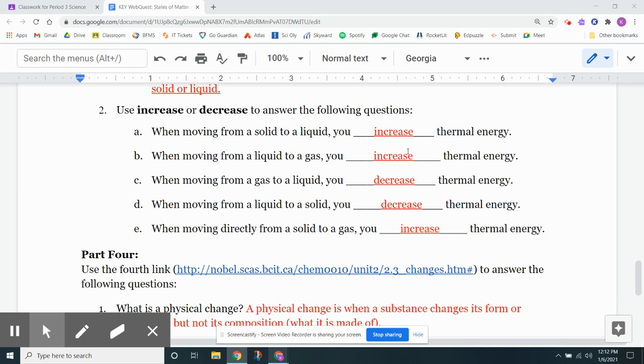And then E is moving directly from a solid to a gas. So this again would be sublimation. This would be an increase in thermal energy. And again, this is what dry ice does. Dry ice, in order to be kept a solid, is kept at a very, very cold temperature. And if you start to increase that temperature, take it out of that low freezer and expose it to something like room temperature air, you're essentially adding heat to it, and you see that it will sublimate from a solid straight to a gas.